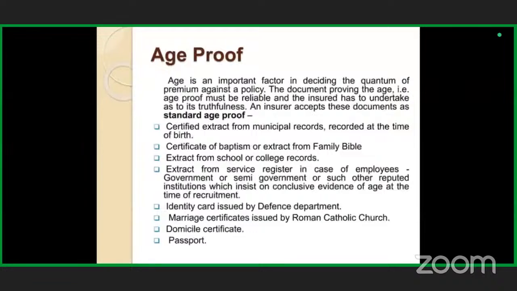So what kind of documents can be accepted as age proof? A certified extract from municipal records recorded at the time of birth, meaning a birth certificate issued by the municipality. A certificate of baptism or an extract from a family Bible, an extract from school or college records, meaning the 10th class certificate, extracts from service registers in the case of employees, an identity card issued by the Defense Department, a marriage certificate issued by the Roman Catholic Church, a domicile certificate, and also a passport. The majority of documents used in India nowadays for insurance age proof are the 10th class certificate, birth certificate, passport, or Aadhaar card.